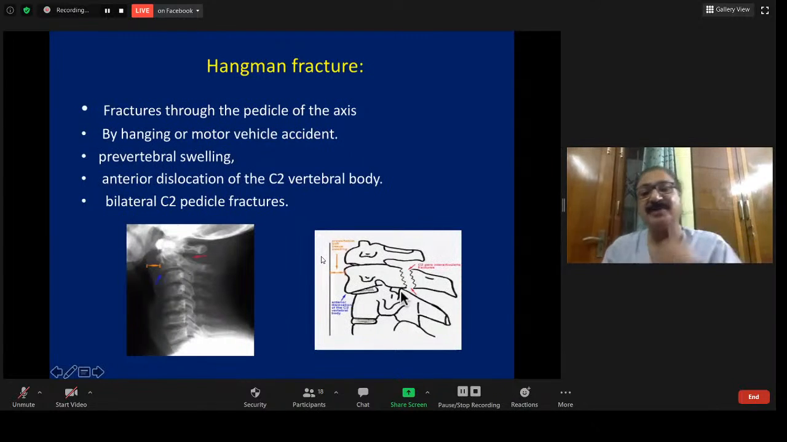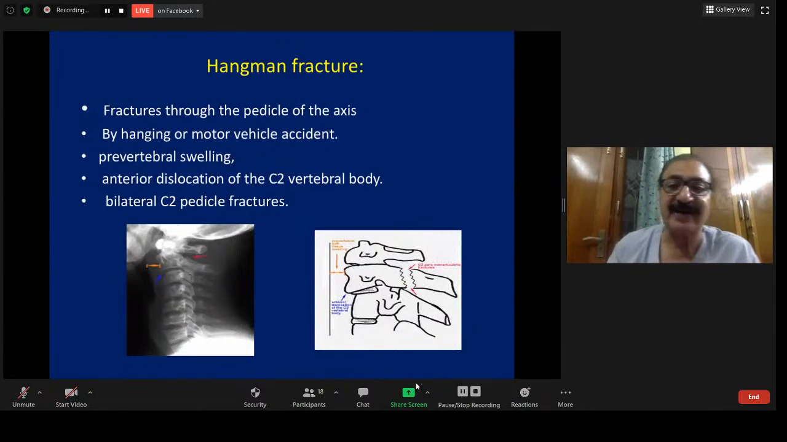This is a hangman's fracture, which is basically a fracture of C2. There is an increase in the nasopharyngeal soft tissue shadow, which I told you should not be more than 10 millimeters, and it is more than 10 millimeters in this X-ray. And there is anterior dislocation of the C2 vertebra, and there is a bilateral C2 pedicle fracture. Here, you can see it. There is a line diagram of the same film. You can see there is a dislocation. Here, there is a fracture and increase in the shadow. This is a typical hangman's fracture.